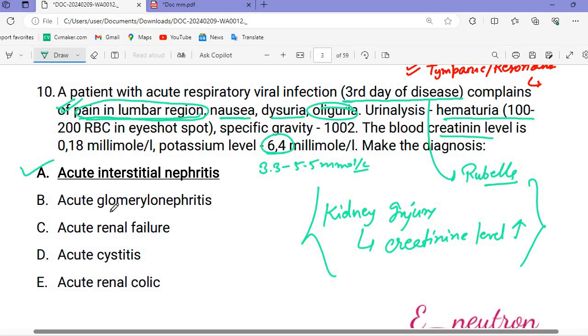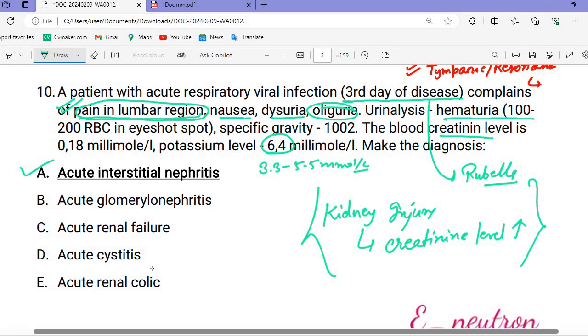Acute renal failure is a different thing. Acute cystitis, there is nothing about acute cystitis. They are not talking about the urinary bladder. There is pain in the lumbar region. Cystitis is the inflammation of the urinary bladder. Acute renal colic could be possible, but they didn't give anything related to any stone history. So that's why it will not be possible.